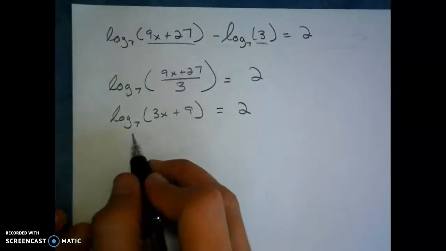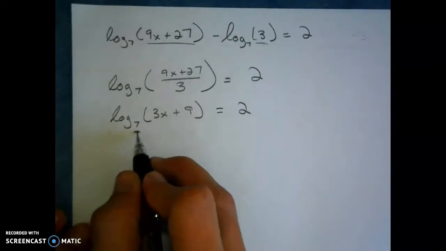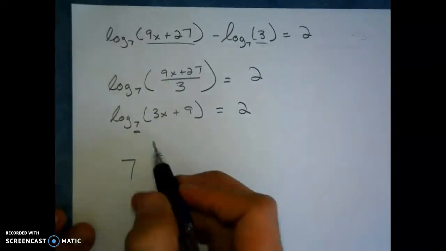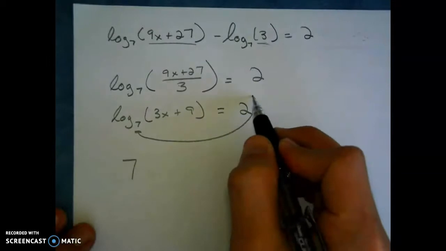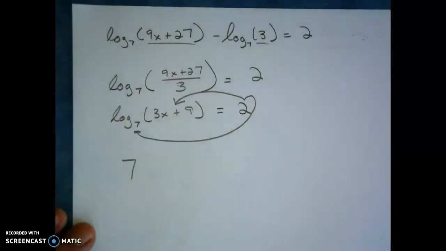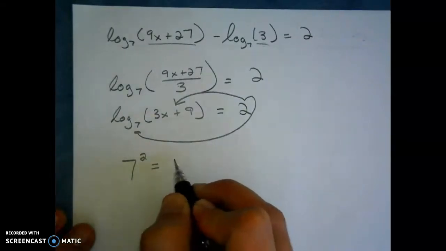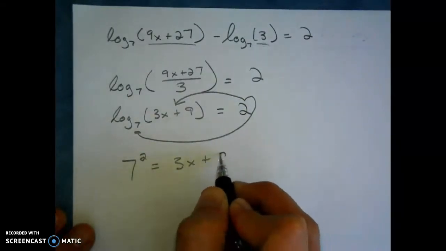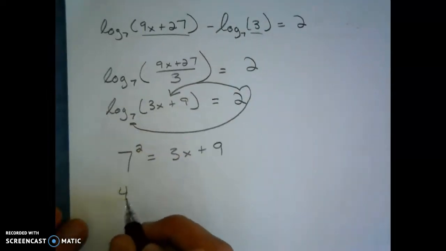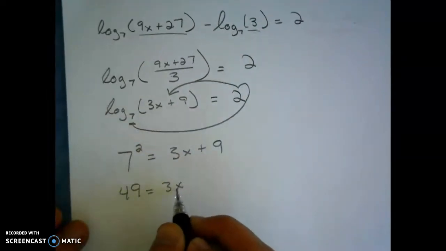Now I can use my log snail. I'm going from a log to an exponential, so I always start with my base. I go to here, to here. This becomes 7 squared, equal to 3x plus 9. So 49 is equal to 3x plus 9.